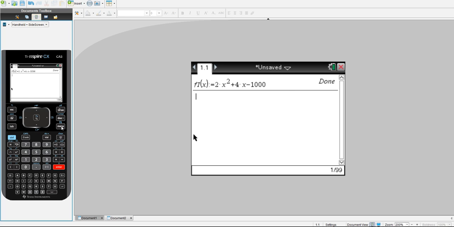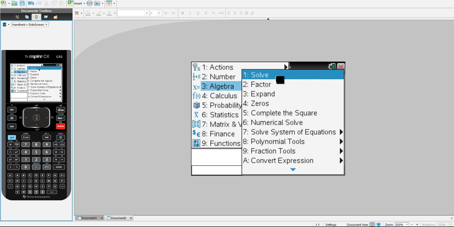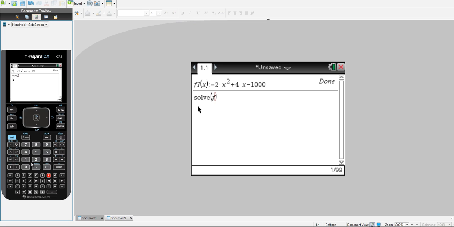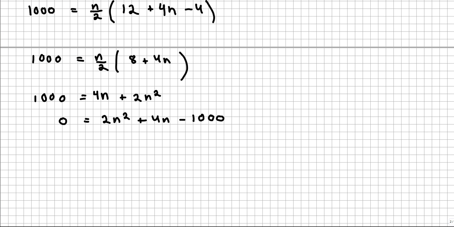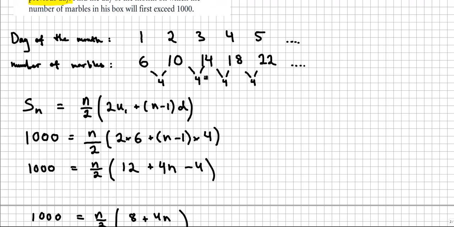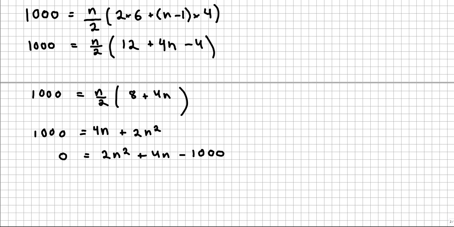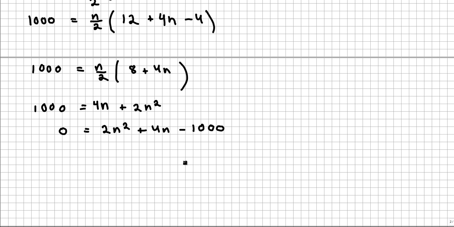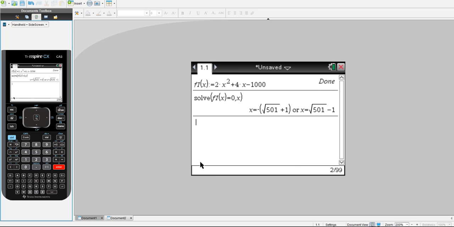Now it's defined. Now we can just go to menu, algebra, solve. We're going to solve the function f1 of x when it's equal to 0. Don't forget to write equal to 0, and then comma and the variable. Okay, we have two answers. This is what we're calculating. Remember, we're trying to find out the value of n, which is going to be the day of the month, and it's always going to be a positive number, right? But since this is a quadratic equation, theoretically we're going to have two solutions, but in our case, the positive number is going to be the most interesting for us.